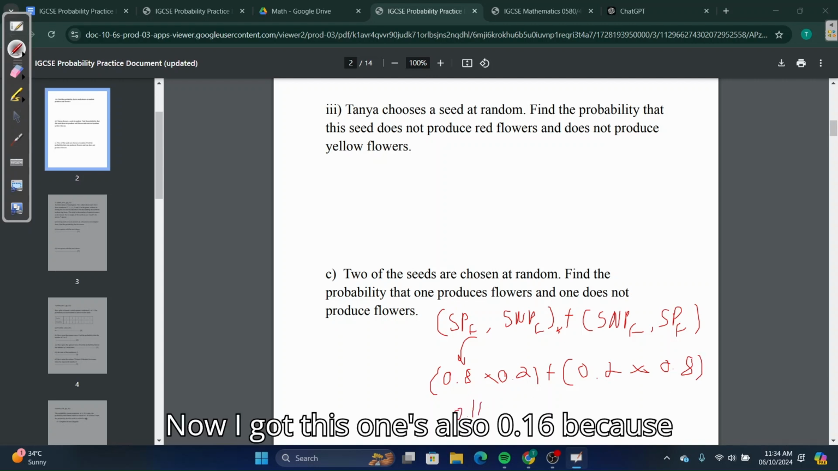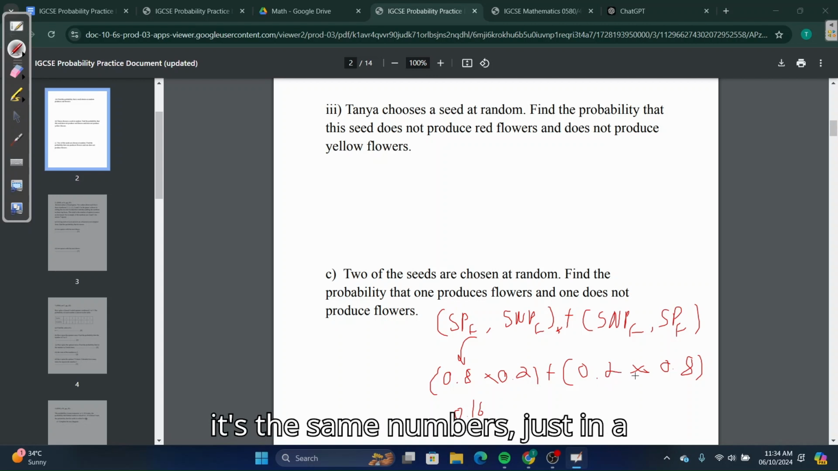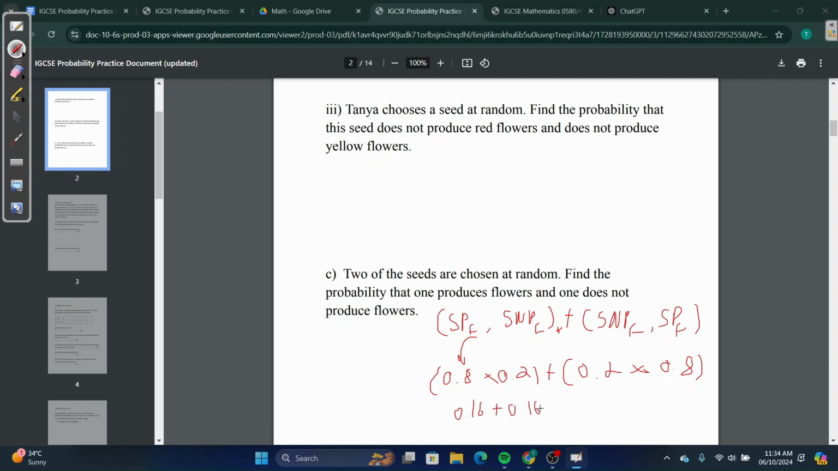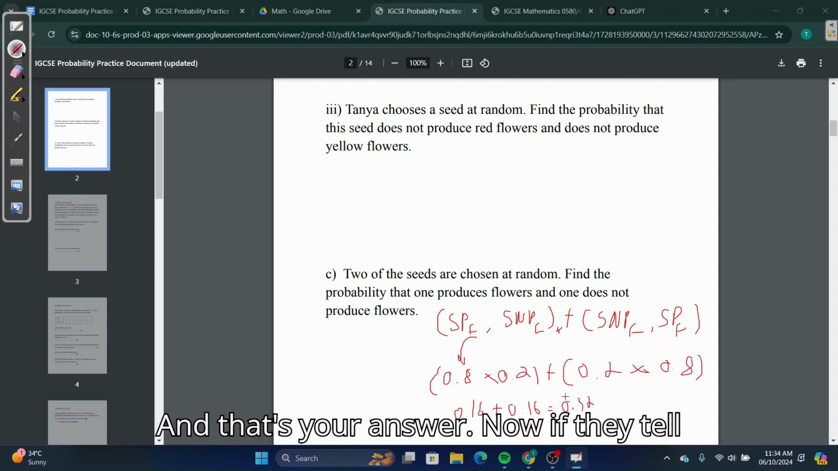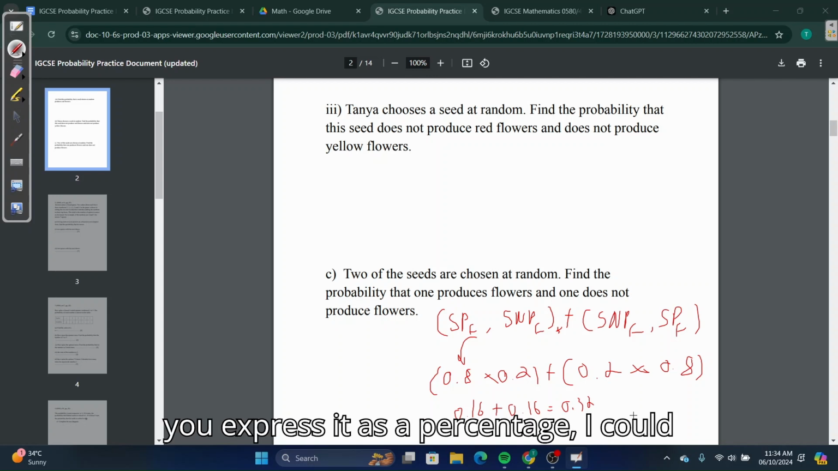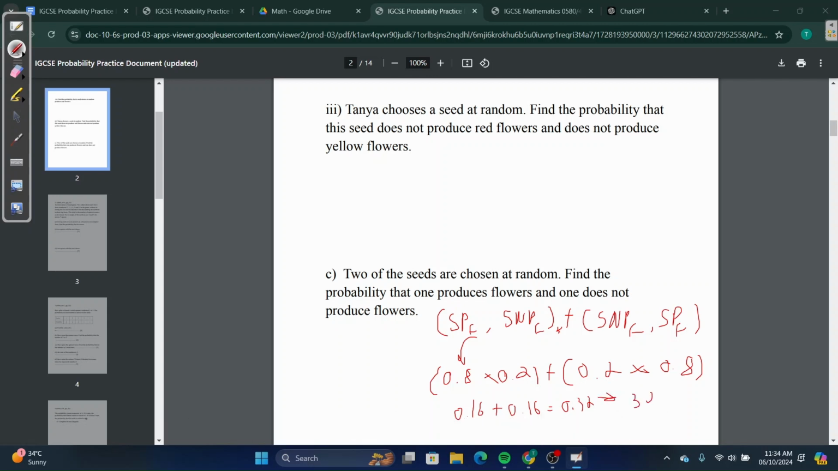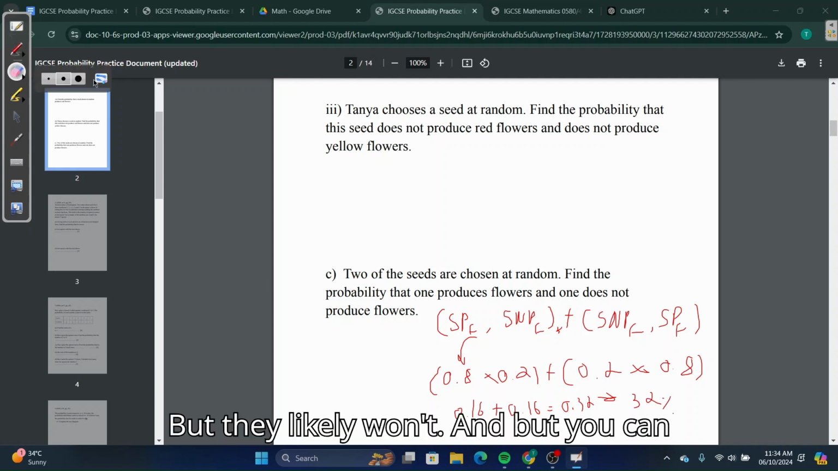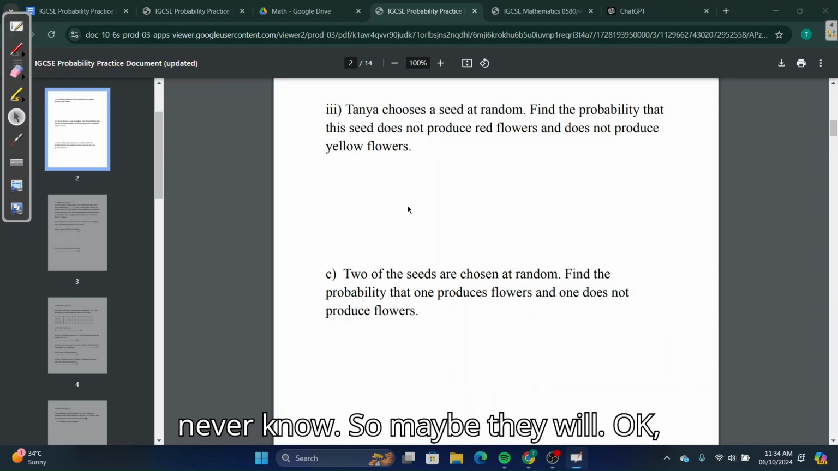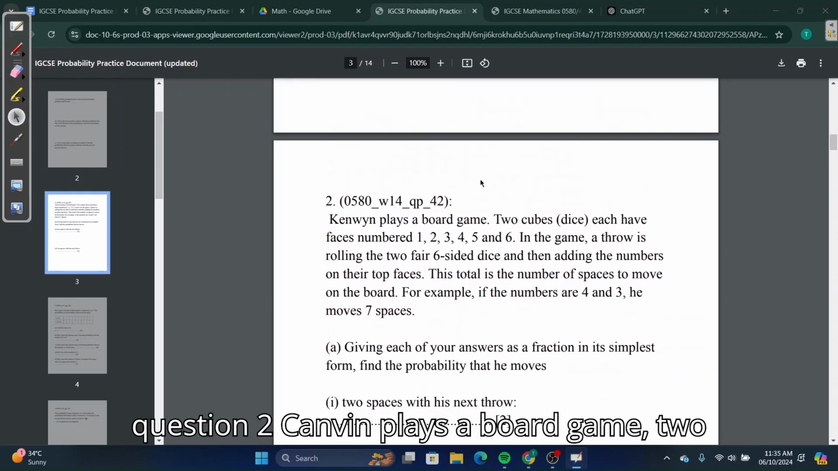Now again, this one's also 0.16 because it's the same numbers just in a different order. So 0.16 plus 0.16, 0.16 times 2, doesn't matter, equals 0.32. And that's your answer. Now, if they tell you to express it as a percentage, of course you multiply it by 100, which is 32%. But they likely won't. Yeah, but you can never know. So maybe they will. Okay, question 2.